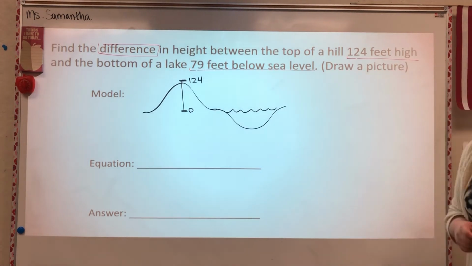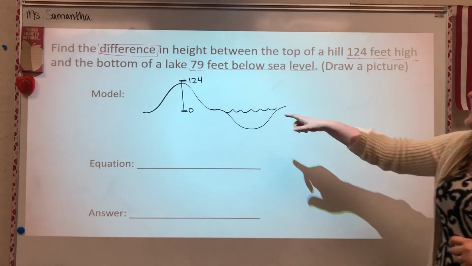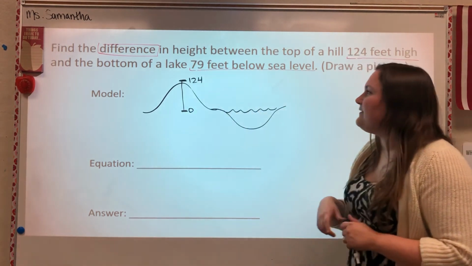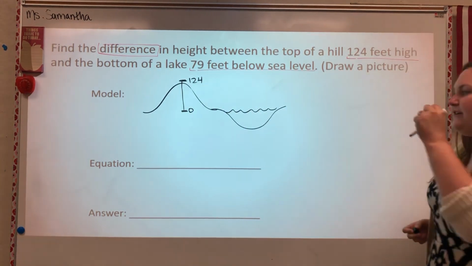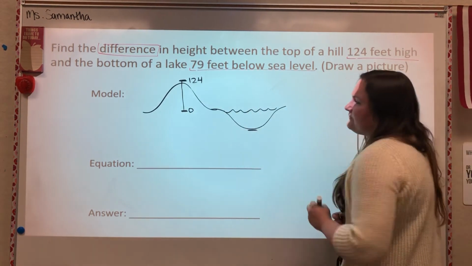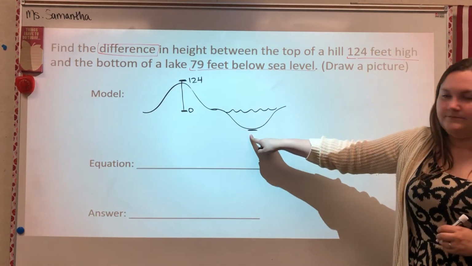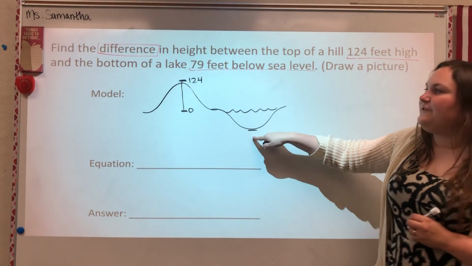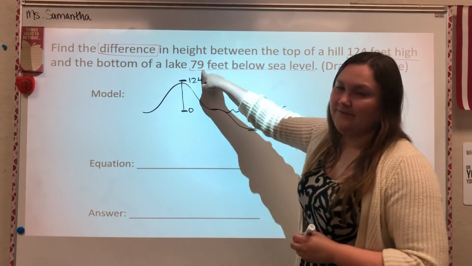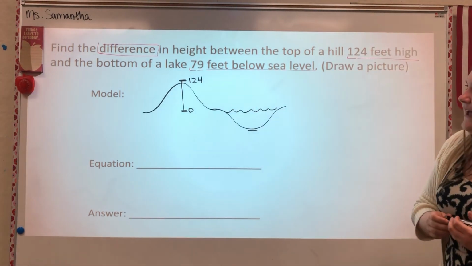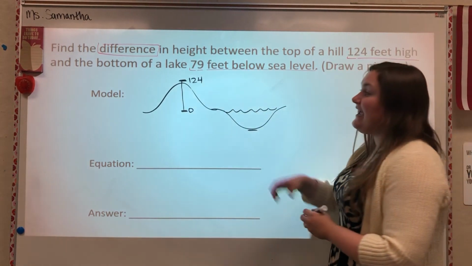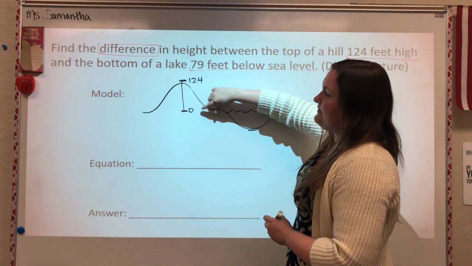It's so beautiful. And they're telling me the bottom of the lake is 79 feet below sea level. Okay, well, I know the bottom of the lake is right here. What number should go here? Now, if you're saying 79, pause for a second. I know that the number 79 is somewhere between these two.